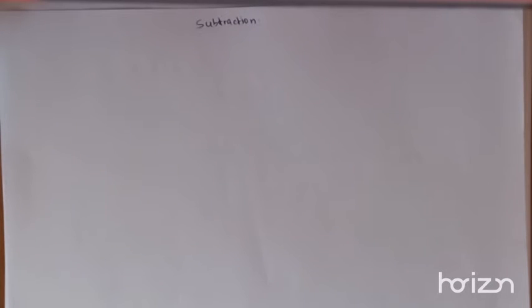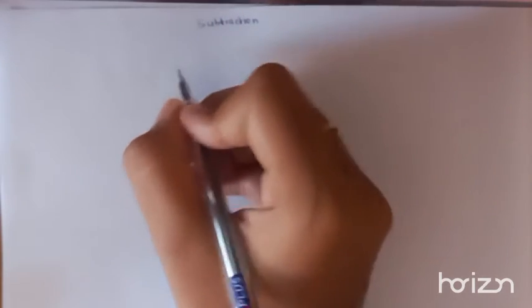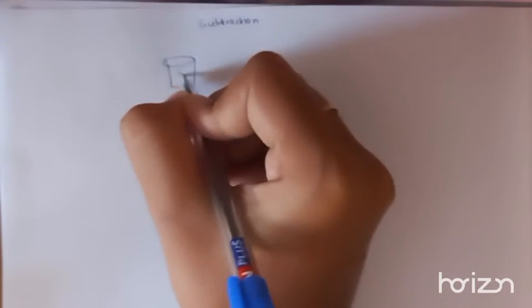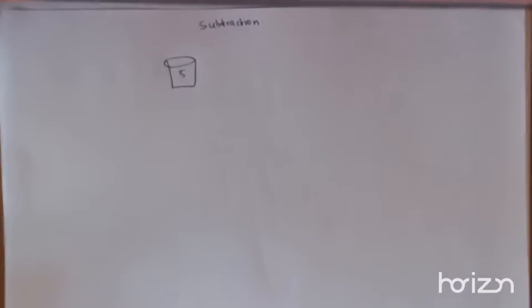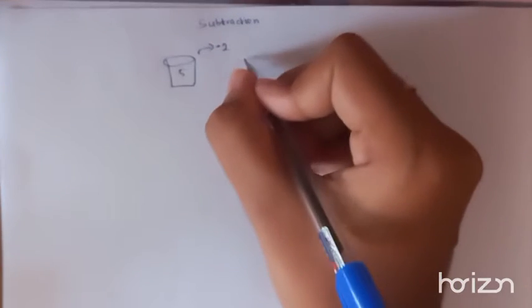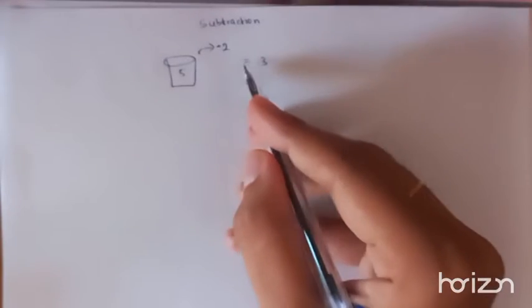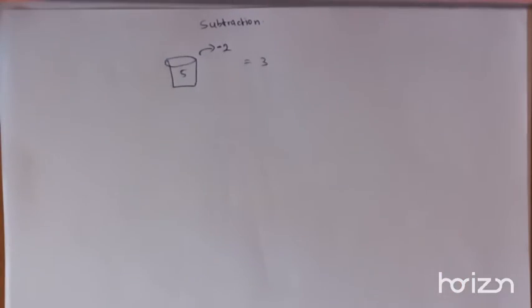So subtraction means we are taking away a number by another number. For example, if we have a bag of 5 sweets in here, and you take 2 sweets away from this bag, we would have 3 sweets remaining, because 5 take away 2 is 3. So that is what subtraction is all about. It's always about taking away a number.